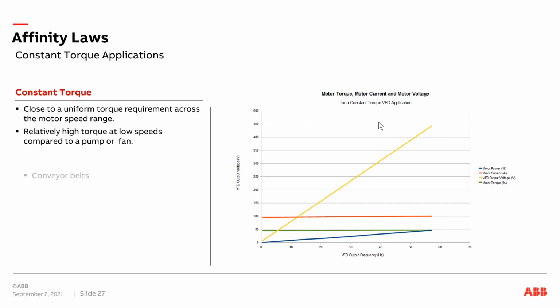Constant torque is a uniform torque requirement across the motor's speed range. Relatively high torque at low speeds compared to the fan and pump. A conveyor belt, hoist, and mixers have constant torque applications. The affinity laws do not apply to constant torque applications.